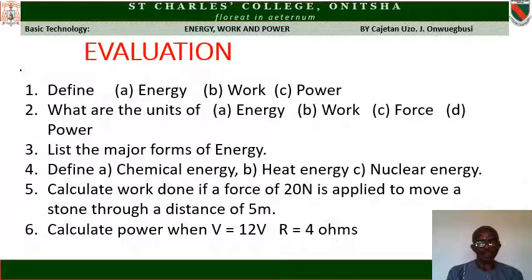Number 5, calculate work done if a force of 20 Newton is applied to move a stone through a distance of 5 meters. Number 6, calculate power, that is electrical power, when voltage is given as 12 volts and resistance 4 ohms. Remember to write formula before solving any one.